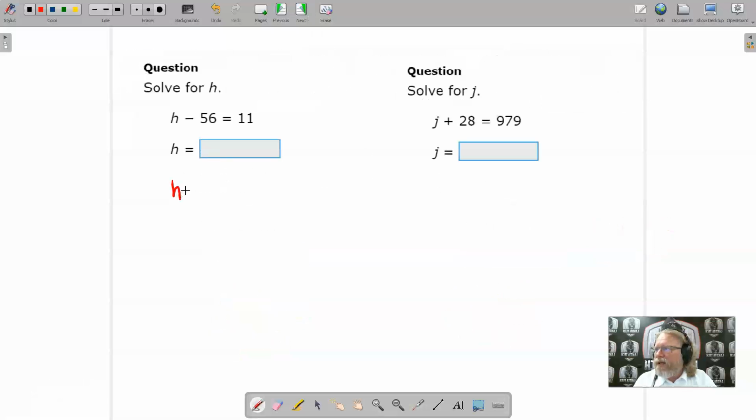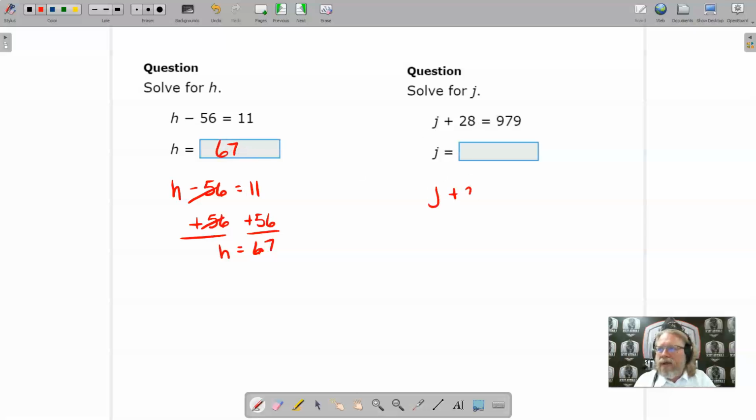Here we have h minus 56 equals 11. So the 56 is tied to the h through subtraction. The opposite operation is addition. We're going to add the very number we wish to get rid of, and what we do to one side, we do to the other. So let's go ahead and work that out. The 56s cancel each other, leaving us with just h on the left. And then 11 plus 56, well, 56 plus 10 is 66, plus one more is 67. So h equals 67.